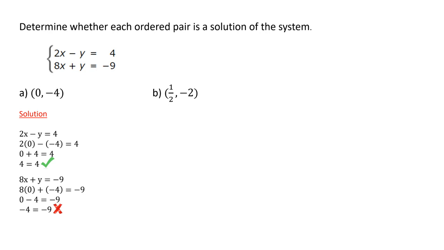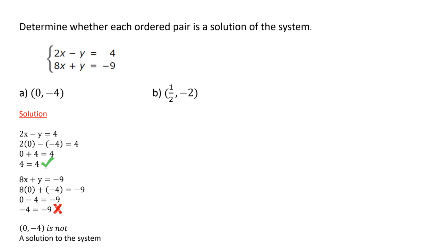So then we get -4 is equal to -9, and this is a false statement. That's why I put the x here. So this is not a true statement. Since the point (0, -4) satisfied only the first equation, we say that the point (0, -4) is not a solution to the system.